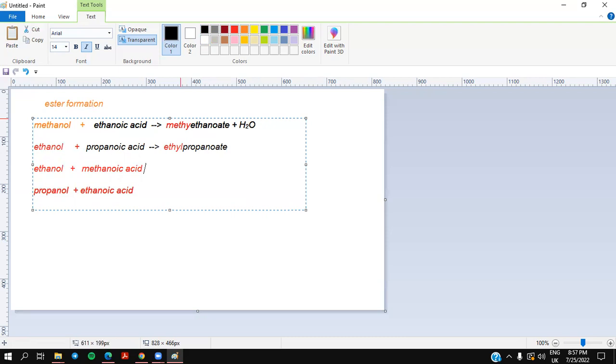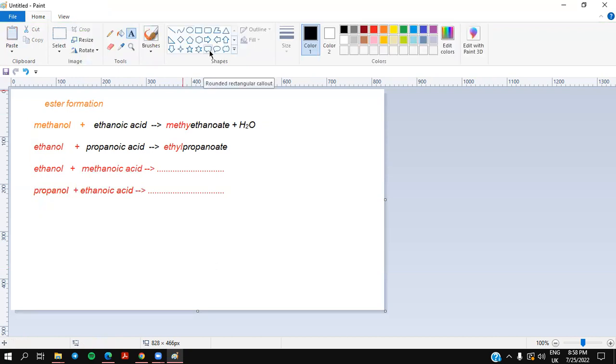Likewise, can you give a try to tell me the name of the third ester and the fourth ester? I want Chayomi to give me the third ester name, and then Ryan to name the last ester. Chayomi for the first one, Ryan for the second one. Tell me the name, please. Until you give the answer, I will get ready for the next part of the lesson.